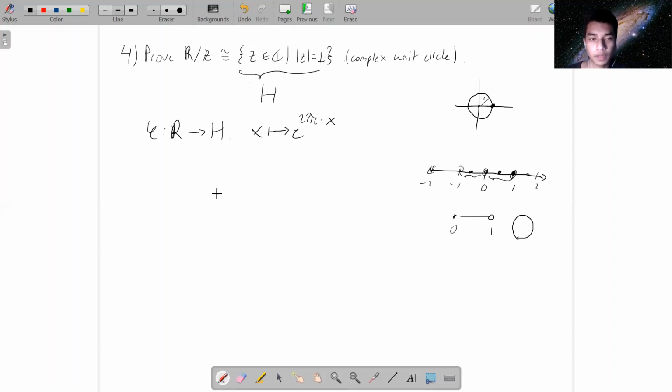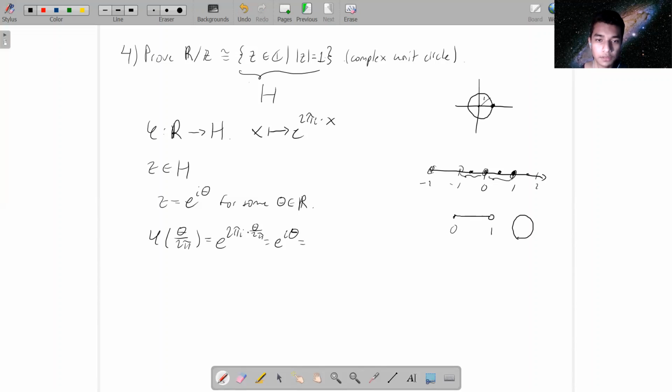Okay, why is this map surjective? Take some complex number z in H. Since z is in H and it has magnitude 1, we know that z is equal to e to the i theta for some theta in R. So then phi of theta over 2 pi is equal to e to the 2 pi i times theta over 2 pi, which equals e to the i theta, which is z. Hence, phi is surjective.